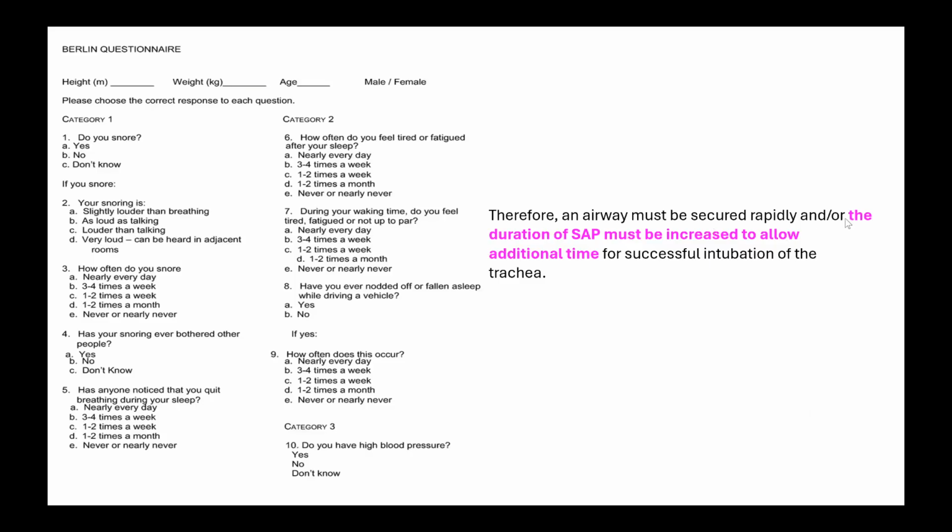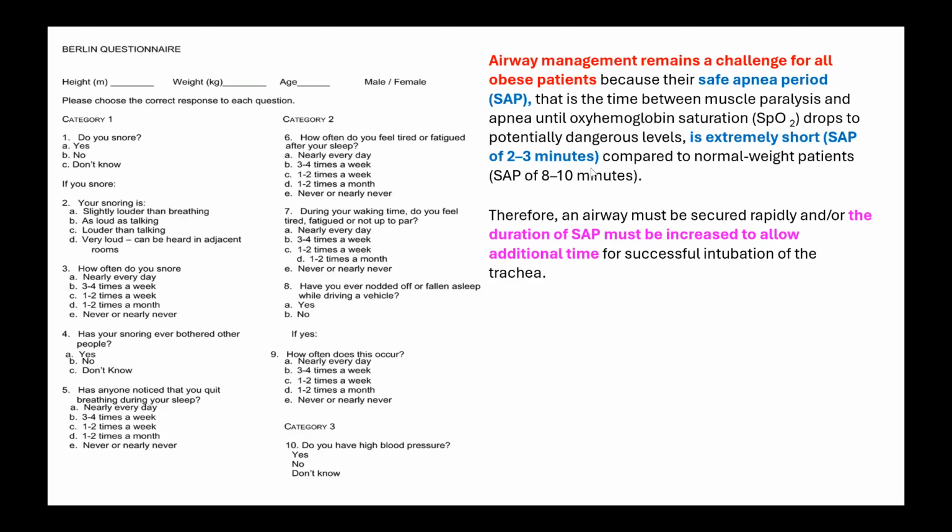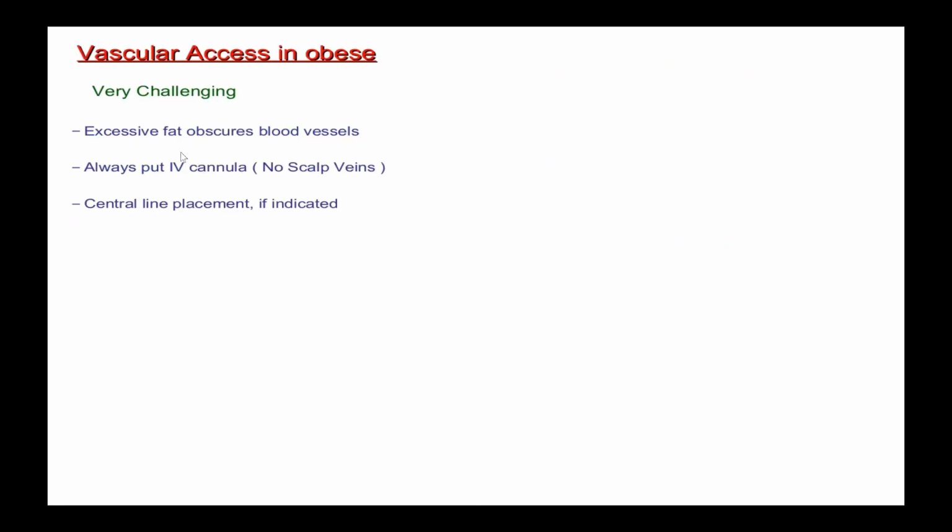And the airway must be secured rapidly, and the duration of saturation must be increased to allow additional time for successful intubation. That is, the safe apnea period should be prolonged so that you can safely intubate the patient. The airway management is a challenge in all obese patients, and you should also have measures to extend the safe apnea period. OSA with daytime somnolence is called OSA syndrome, as earlier. Vascular access may be challenging in obese patients.